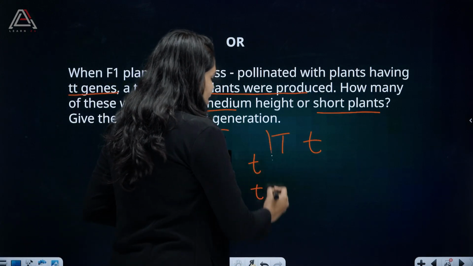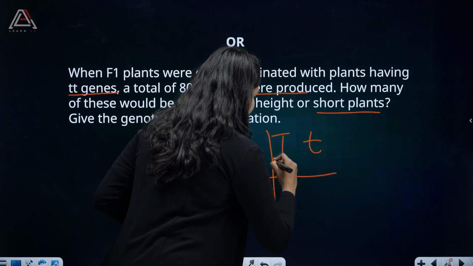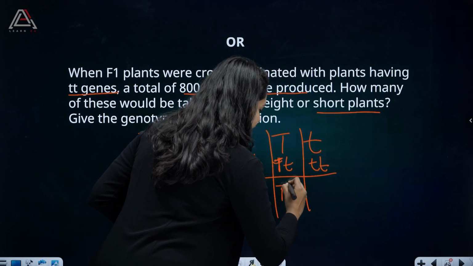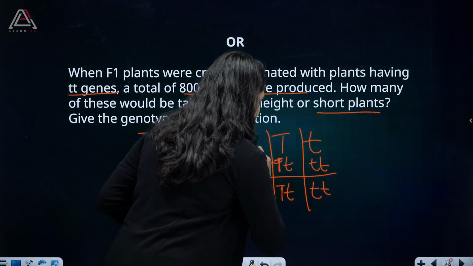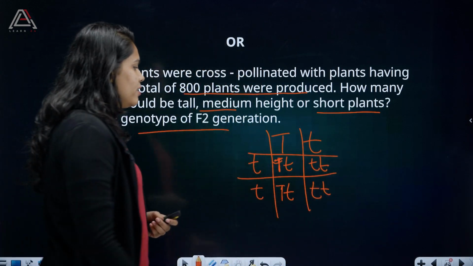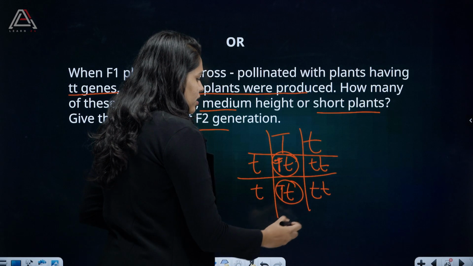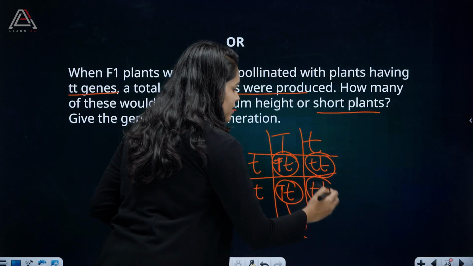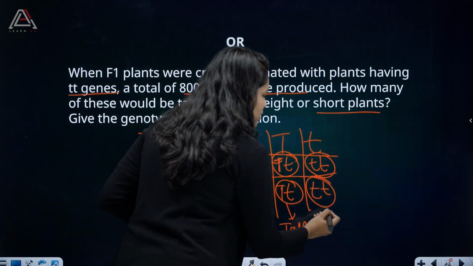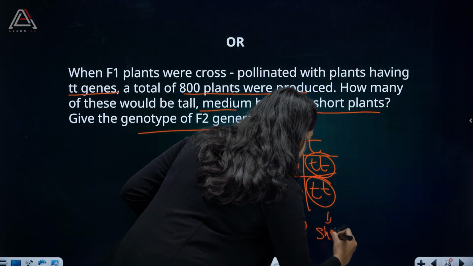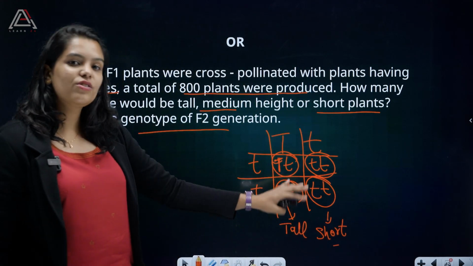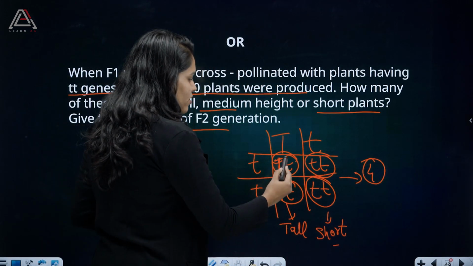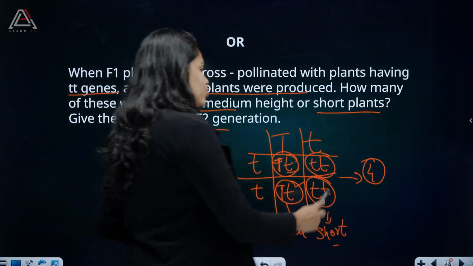Now, when we are crossing these plants, you will get a capital T and small t, a small t and small t, a capital T and small t, and a small t and small t. Alright. So according to the law of dominance, here you can see this one and this one are tall plants, right? And these two, that is the recessive trait, small t and small t, are short. So the total number of traits produced in this cross was 4, in which 2 of them are tall and 2 of them are short, right?